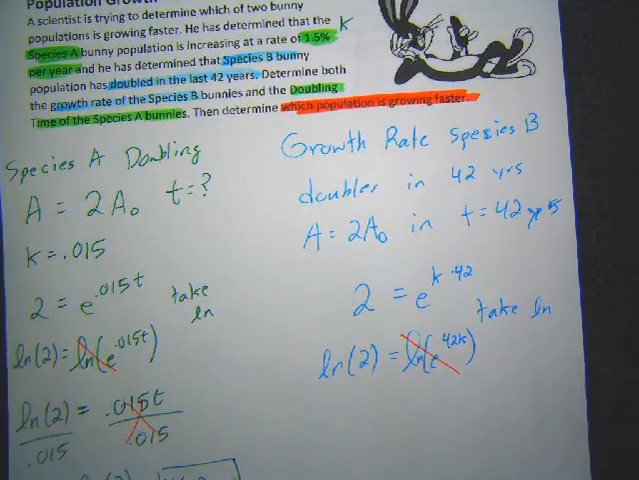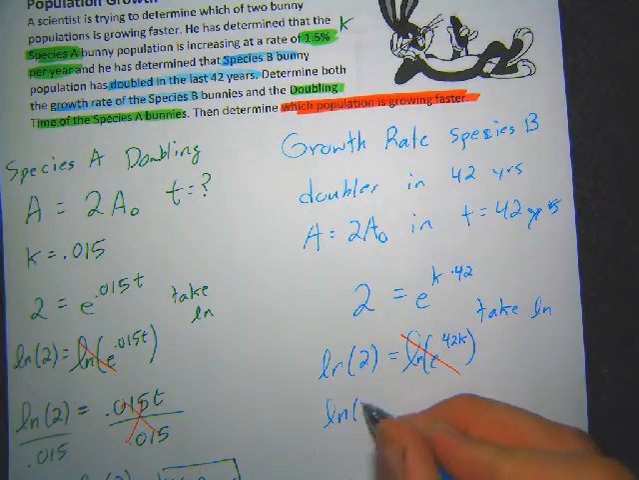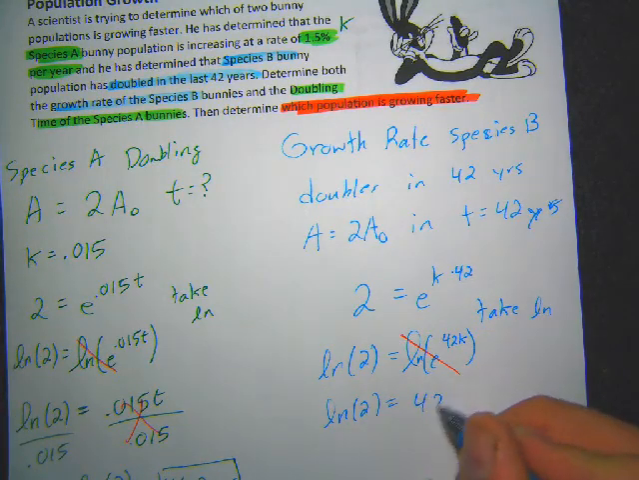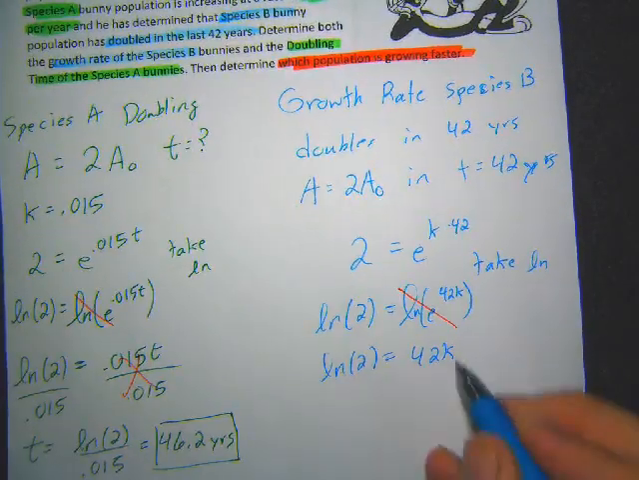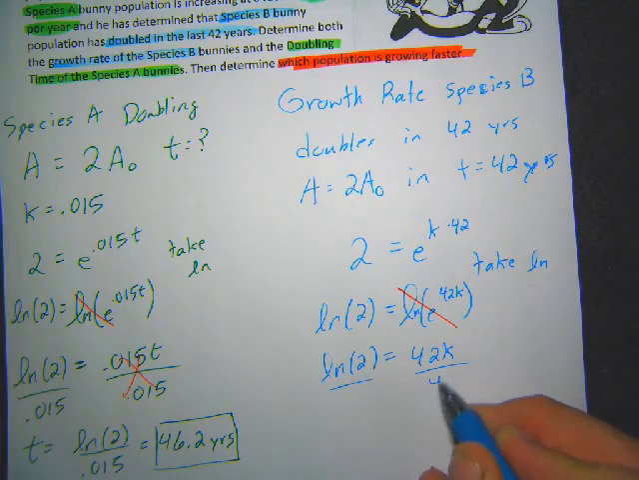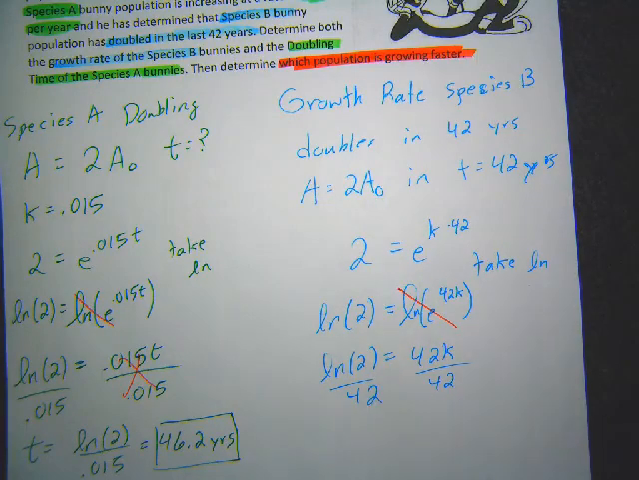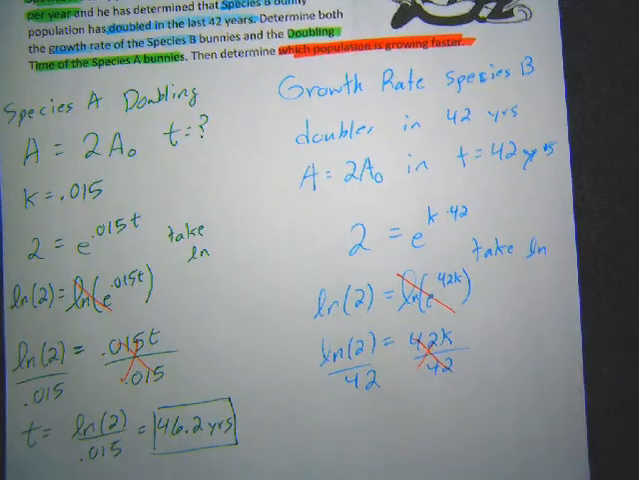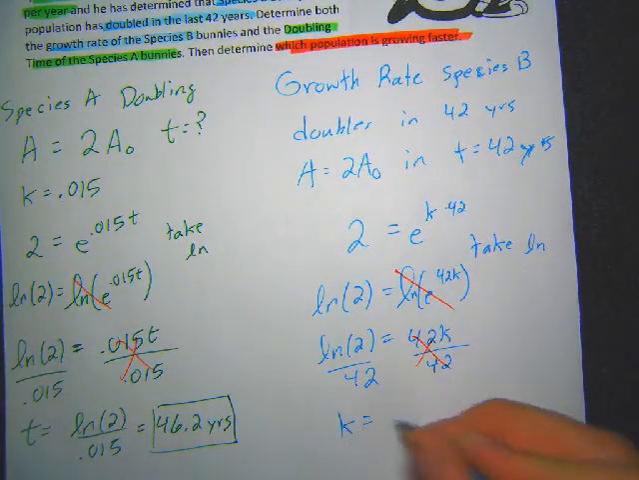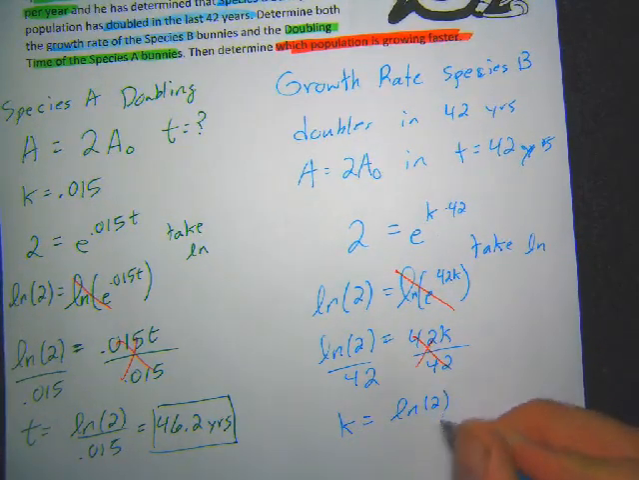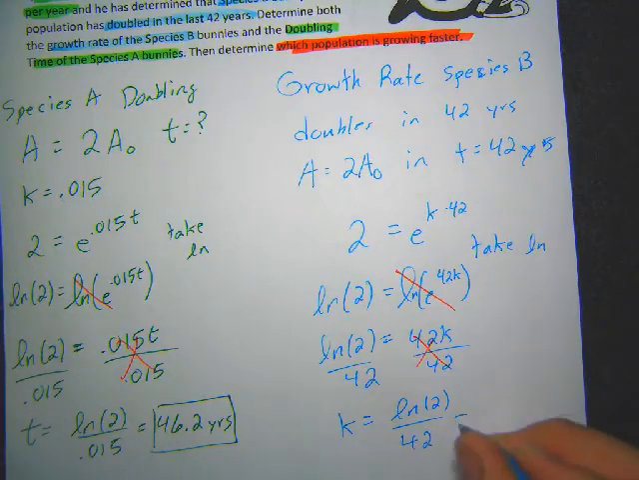Still the natural log and e cancel. Natural log of 2 equals 42k. Last step, get k by itself, so we're going to divide by 42 on both sides. So divide by 42. Cancel this 42 here. So we get k equals natural log of 2 divided by 42. And we'll just type that in our calculator to get the answer.